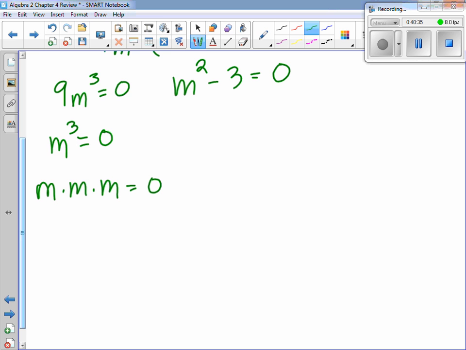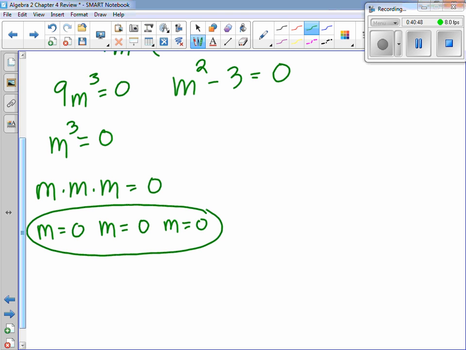If I have more than one thing multiplied together to equal 0, one of them has to be 0. So we could say what? That m is equal to 0, or m is equal to 0. So that's the only way that works. Now, for m squared minus 3, it is a quadratic, and you can use the quadratic formula.